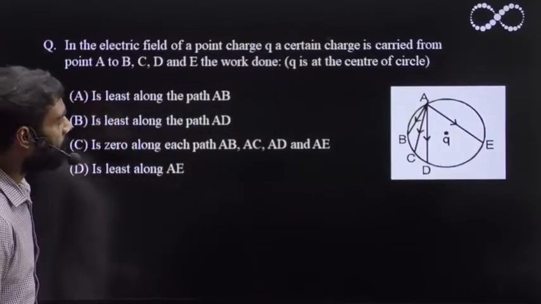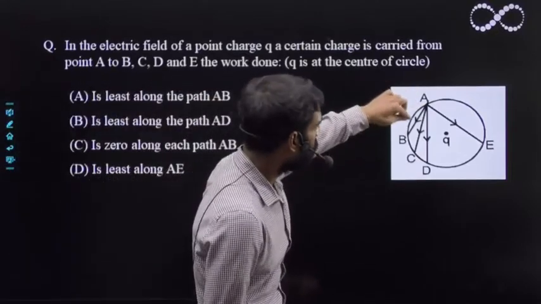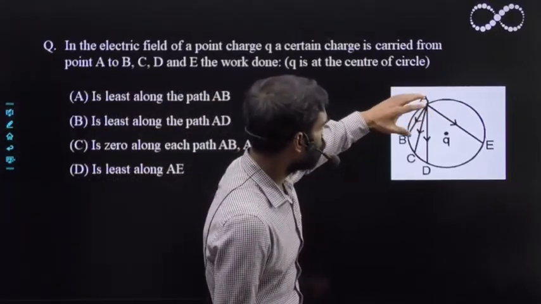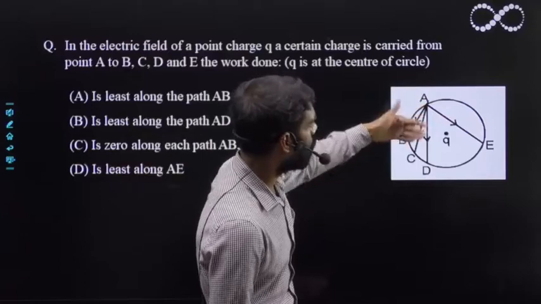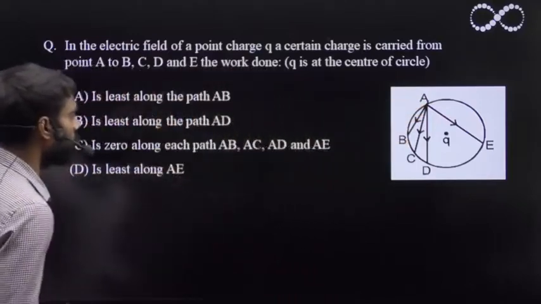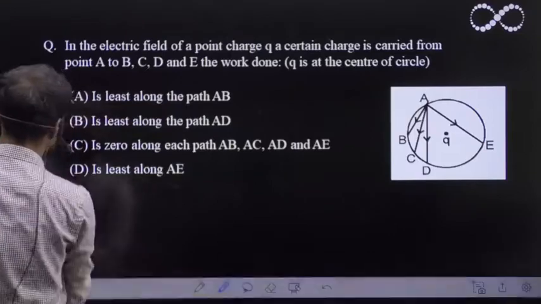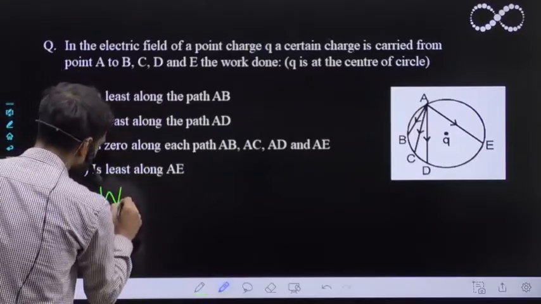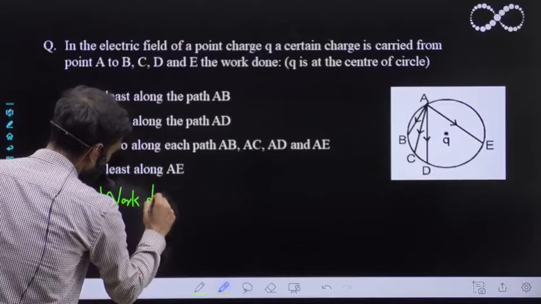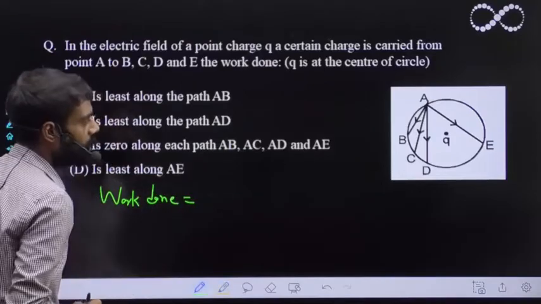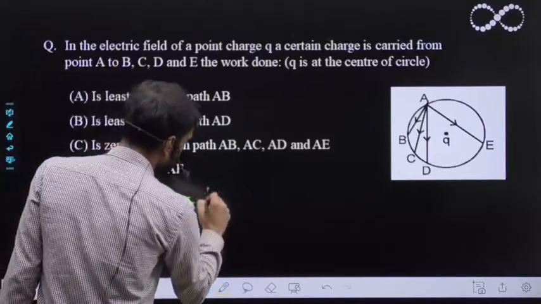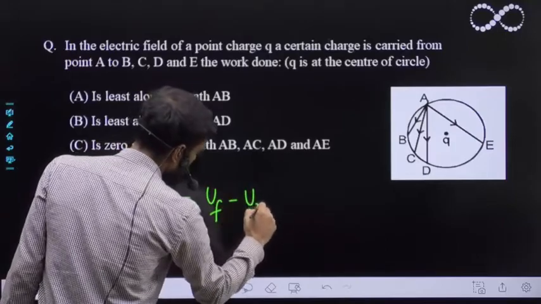द पाथ है, आई मीन जब चार्ज को आप ए से बी लाओगे तो किस पाथ के अलोंग जो वर्क डन बाय एक्सटर्नल पर्सन है वो लिस्ट होगा। तो एज यू ऑल नो, द वर्क डन बाय एक्सटर्नल पर्सन, यू कैन से लाइक, राइट, द वर्क done is equal to change in potential energy, that is U final minus U initial.